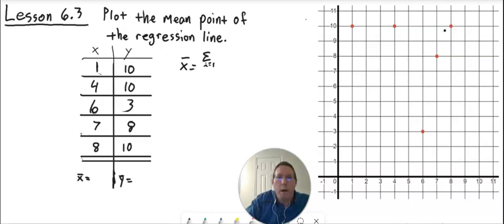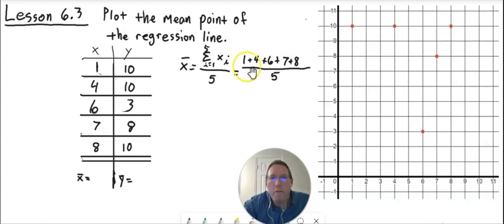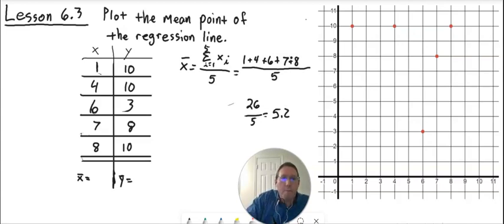And so now we need to identify x bar, and x bar is going to be the sum from 1 up to 5 of all the x's, divided by 5. And so that's going to be 1 plus 4 plus 6 plus 7 plus 8 divided by 5. And so 1 plus 4, that's 5, plus 6 is 11, plus 7 is 18, plus 8 is 26. And so this is going to be 26 divided by 5, which is 5.2. And so x bar is going to be 5.2.